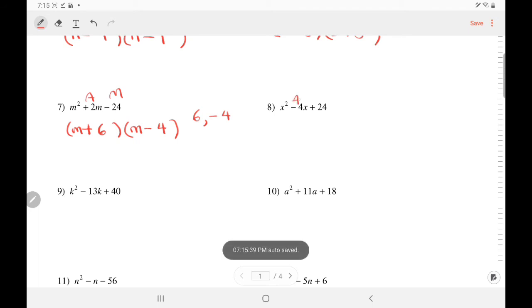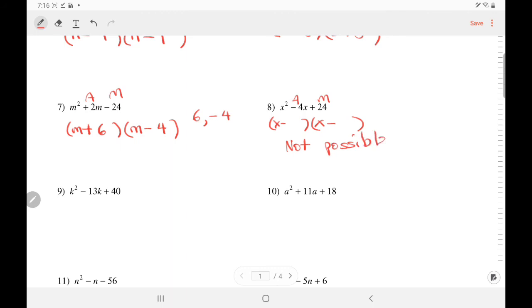Over here, add, multiply. X times x. Multiply to be a positive number but add up to negative. I have no choice but to have double negative. Ooh, that's just not even going to work. There are no numbers that will multiply to be a big number as 24 but add up to a small number, negative 4. So that's not possible. So sometimes you cannot factor a trinomial.